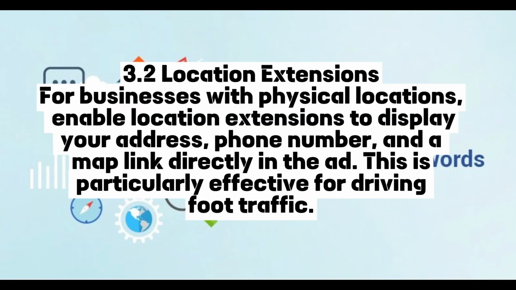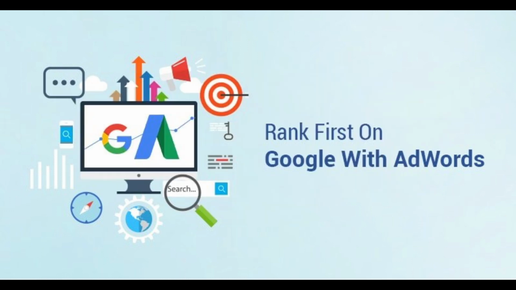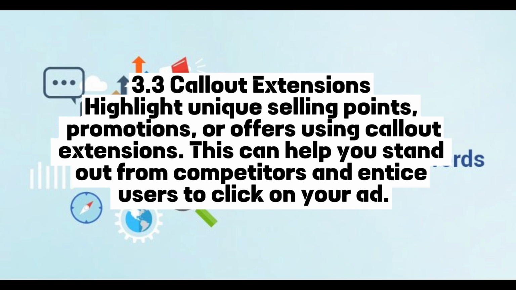3.2. Location extensions. For businesses with physical locations, enable location extensions to display your address, phone number, and a map link directly in the ad. This is particularly effective for driving foot traffic. 3.3. Callout extensions. Showcase unique selling points, promotions, or offers using callout extensions. This can help you stand out from competitors and entice users to click on your ad.